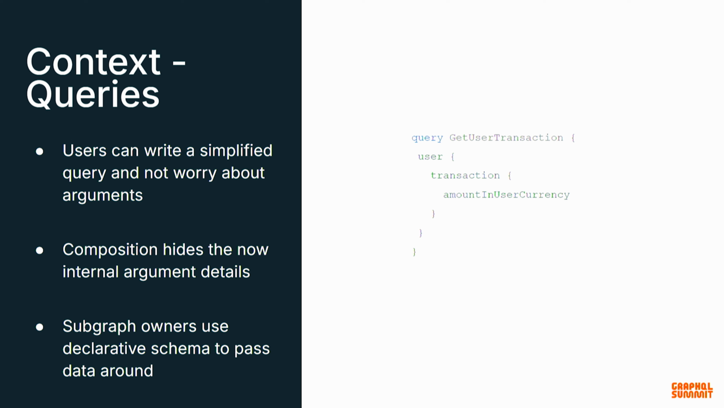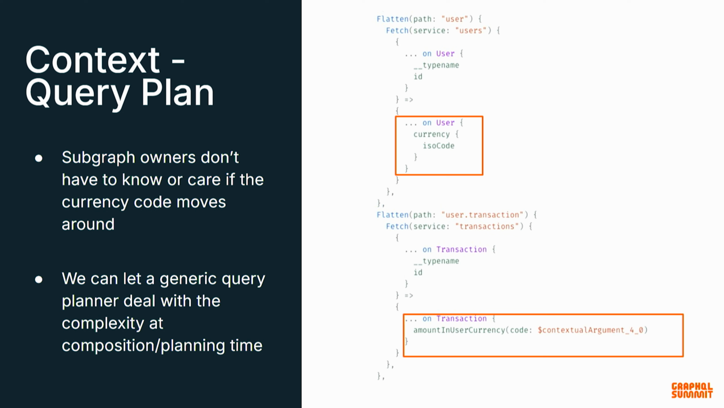So now I don't have to worry about going and querying the user first and then getting all the data and then passing it in. The subgraph owners don't have to do this. This is now a declarative way that you can pass data across your subgraph boundaries and start getting into more advanced query plans. All right. Again, you don't have to worry about where this moves. If you move that currency code to a new subgraph, it doesn't have to change, right? Because we're not defining anything here.